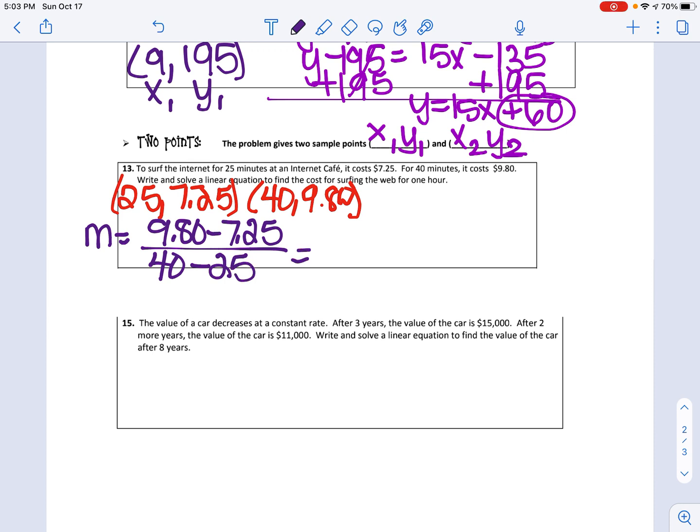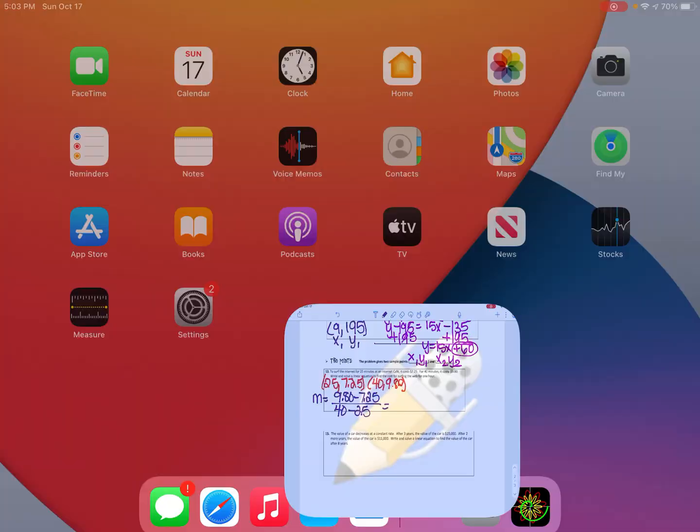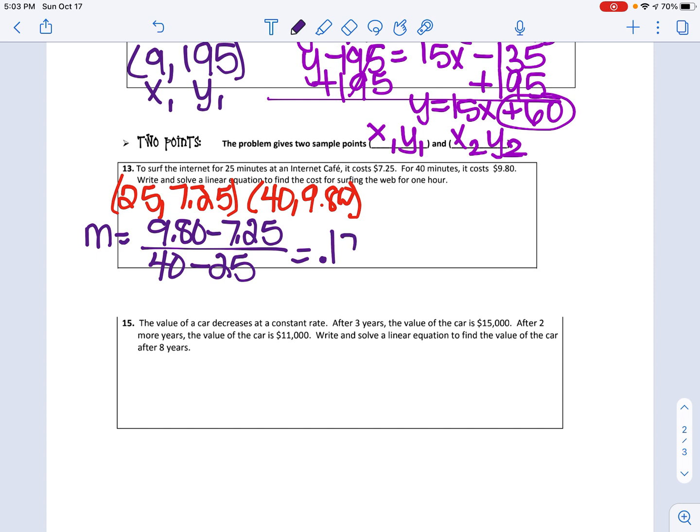And you can put that in your calculator. So if I do alpha x, let's say 9.8 minus 7.25 on the top, and 40 minus 25 on the bottom, you get 17 cents per minute. So that's the cost per minute, it would be 0.17. And we're going to leave it as a decimal since we're dealing with dollars and cents. It makes more sense to leave it as a decimal.